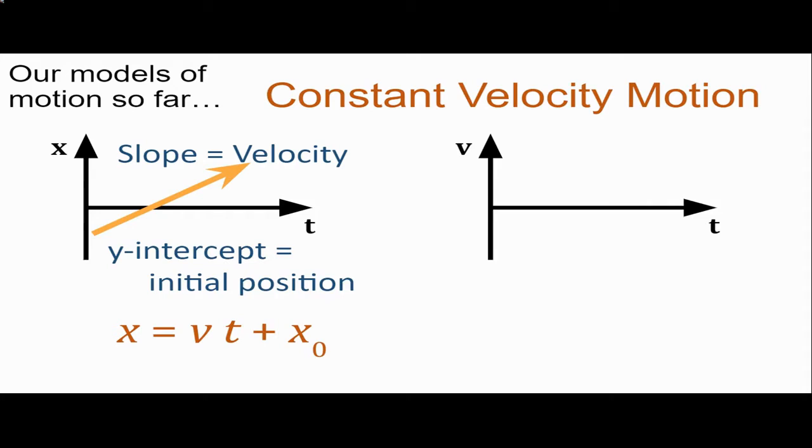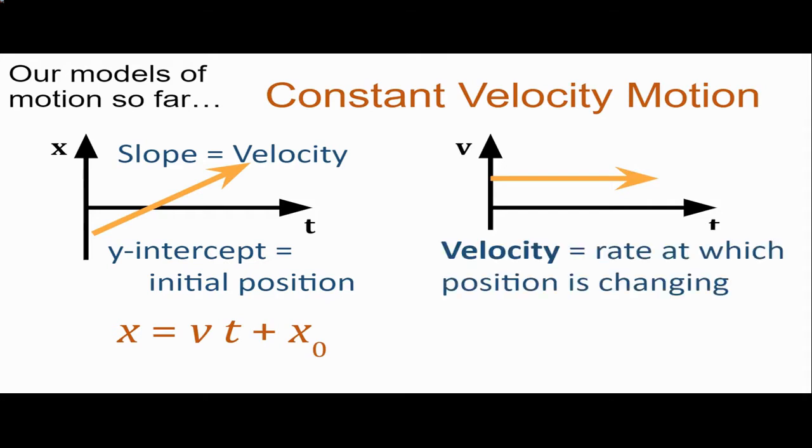We sometimes sketched velocity graphs as well, but since our objects had constant velocity, we ended up with pretty boring, mostly horizontal graphs. We defined velocity as the rate at which position is changing, or the change in position divided by time.